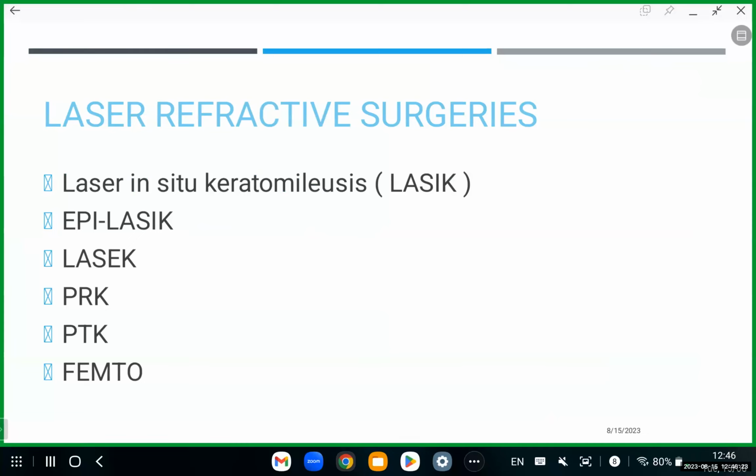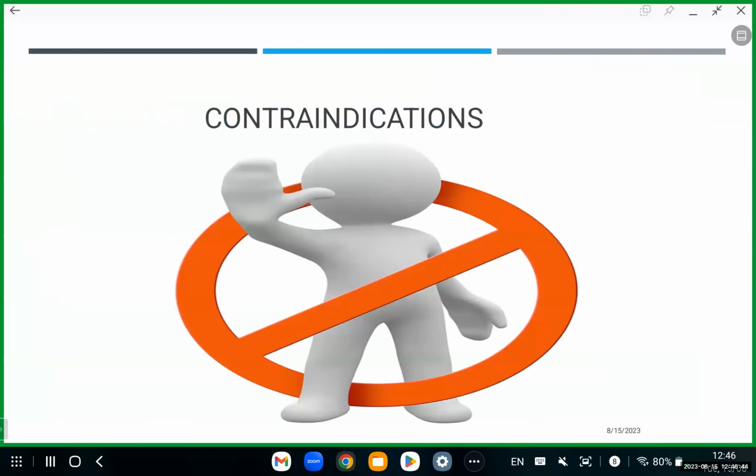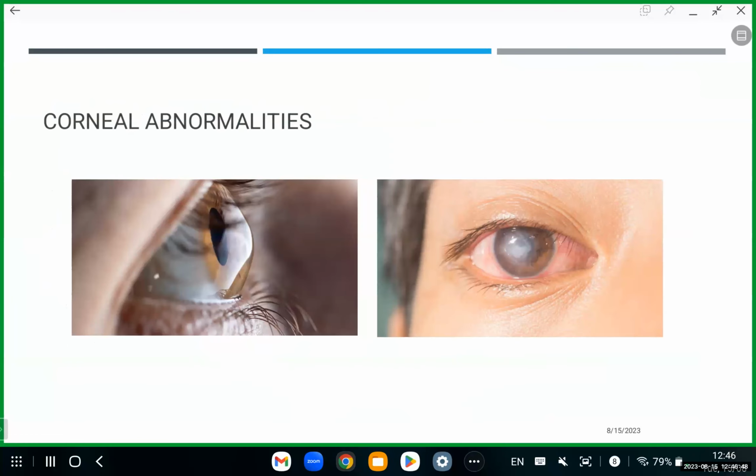So some common laser refractive surgeries are LASIK, that is laser in situ keratomileusis, LASEK, that is laser subepithelial keratomileusis, photorefractive keratectomy, and then femtosecond refractive surgery. So we'll go to the contraindications.